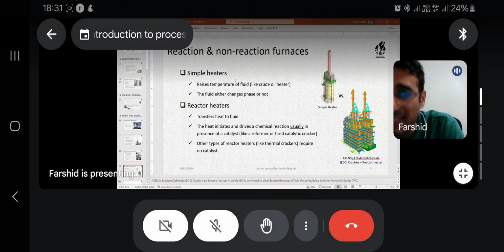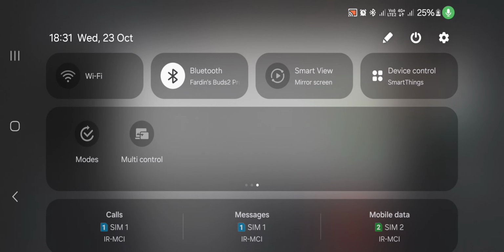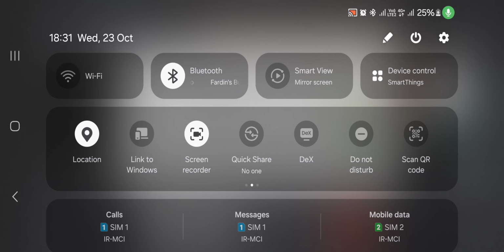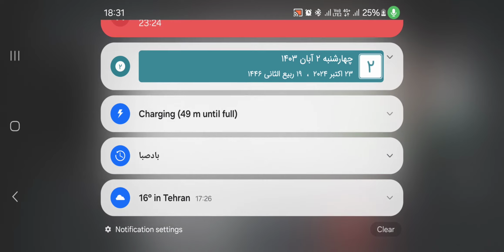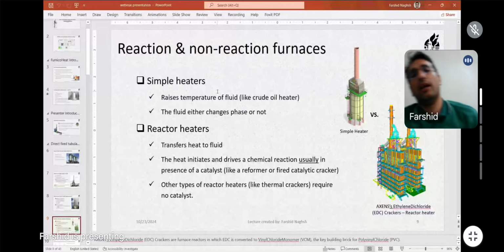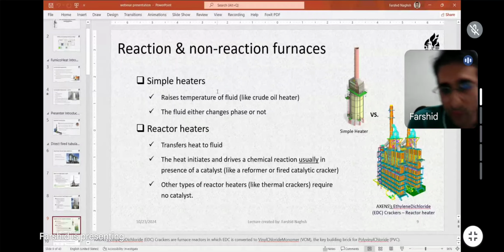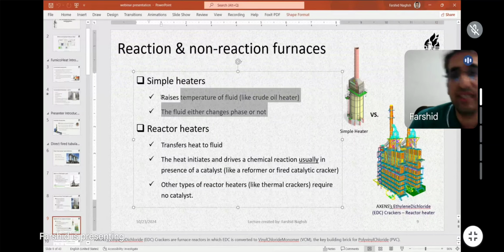An instance where a catalyst is needed is steam reforming. Steam reforming needs catalysts. Or a fired catalytic cracker. We have crackers that use catalytic firing. Also, we have olefin furnaces that are thermal crackers. They do not need any sort of catalyst, but still a chemical reaction happens. That chemical reaction is thermal cracking, which I may go through, these two types of reaction heaters, in future seminars. But my purpose tonight is to talk about simple heaters.